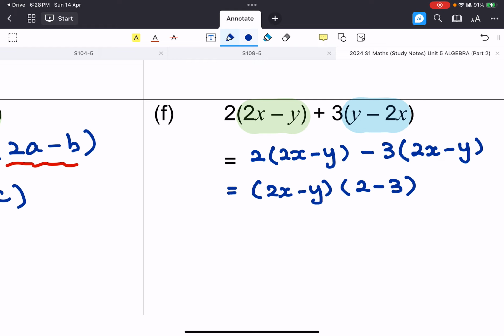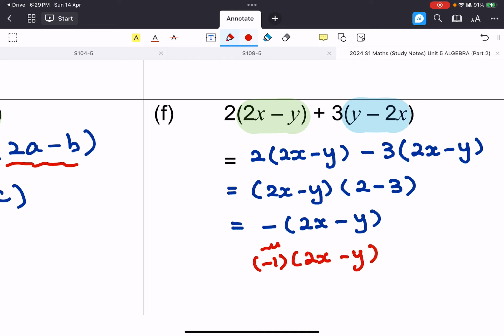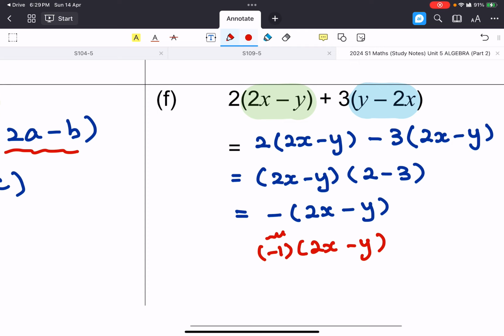And yes, interestingly, 2 minus 3 is just negative 1. So we have negative 1 times the bracket portion. This is the scenario, right? So that's the simplest form that we can write this down. Okay. So is this factorized? Yes, it's factorized, right? Because we say factorized is a product, and what we have here is negative 1 multiplied with 2x minus y. So it's still a factorized form. So this is all good, right?